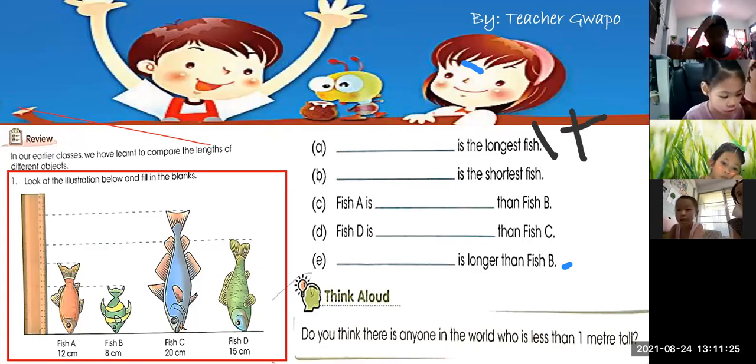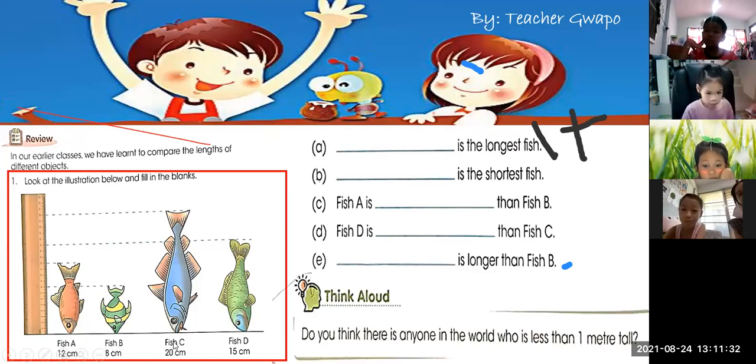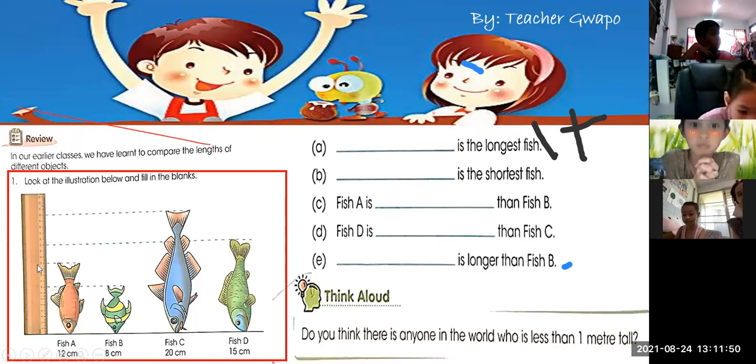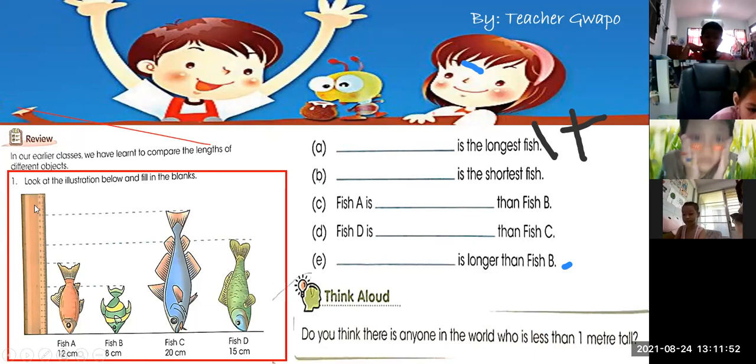So now look at the fish. There are 4 fish here: fish A, fish B, fish C, and fish D. Now you can see here the ruler. This is the standard unit. We use the standard unit here.